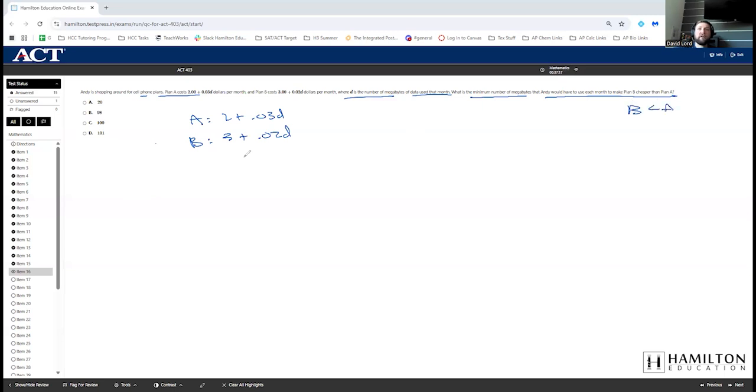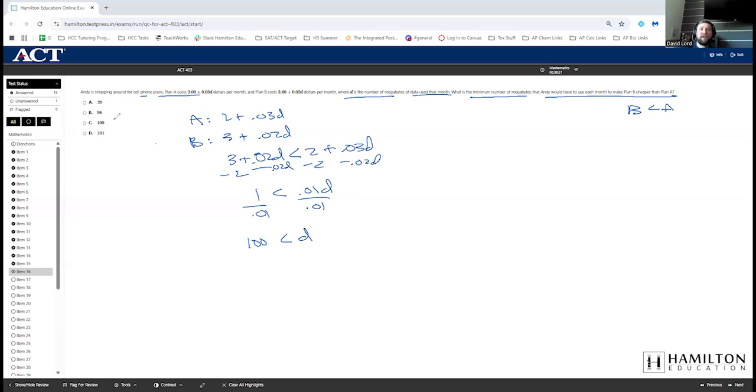All right, so we're going to take the equation for B and make it less than 2 plus 0.03 D. Subtract 2 and subtract 0.02 D. And we're left with 1 is less than 0.01 D. Divide both sides by 0.01. And on your calculator, you get D is greater than 100.